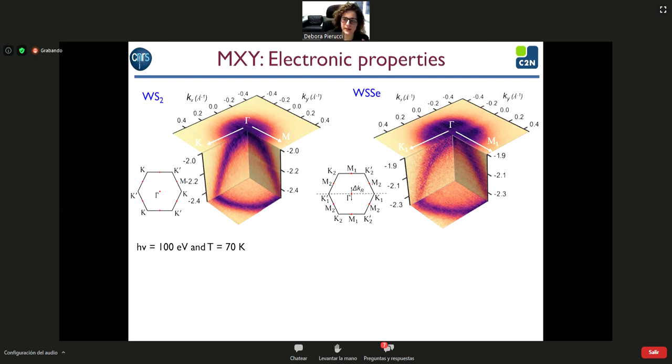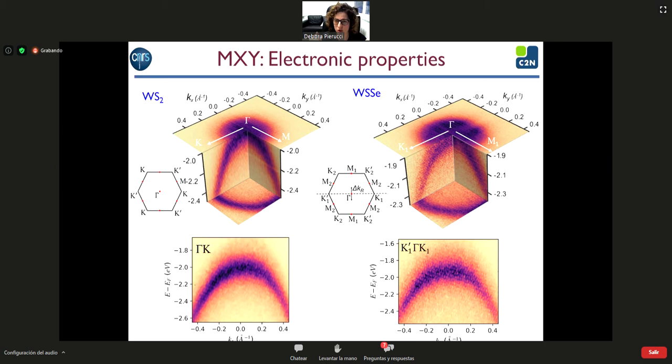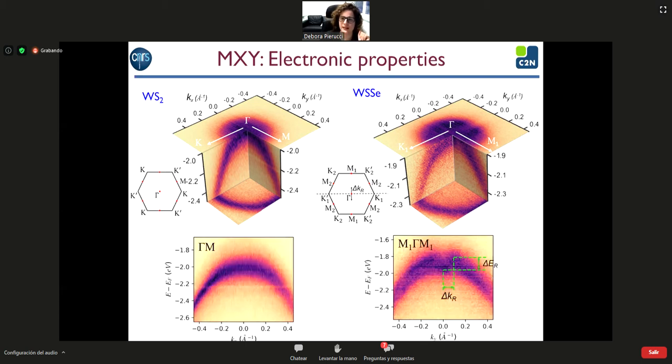So what we see if we cut along the gamma K direction, as before, we see, as expected, one parabolic band for the standard TMD and one parabolic band for the alloy. But the difference happens when we cut along the gamma M direction. In the case of the gamma M direction, for the standard TMD, we have only one band. For the alloy, we have a split in the momentum space along this gamma M direction. This is very interesting, and that means also that the symmetry that we have here in the standard TMD is not available for our alloy.